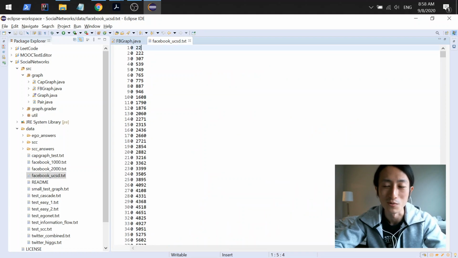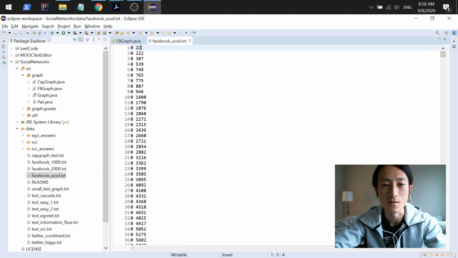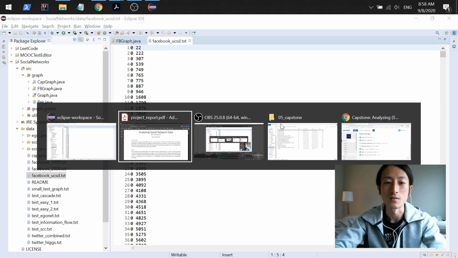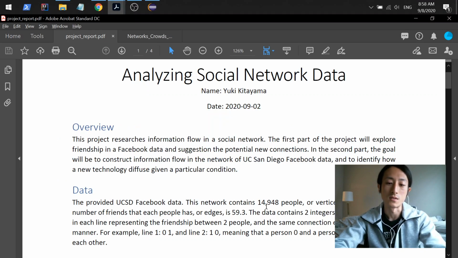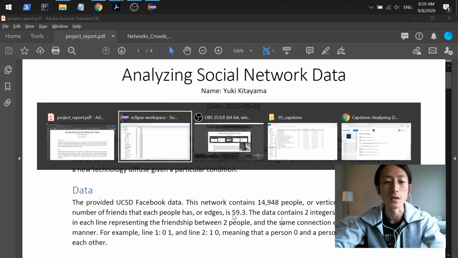It's very simple. You only have the indexes, which represent the people on Facebook. So you only have the vertices in the network and also the edges of those people, and we don't have any other particular information. It contains 14,000 people, as you can see here, and each person has an average of about 60 friends. So this data is kind of big.